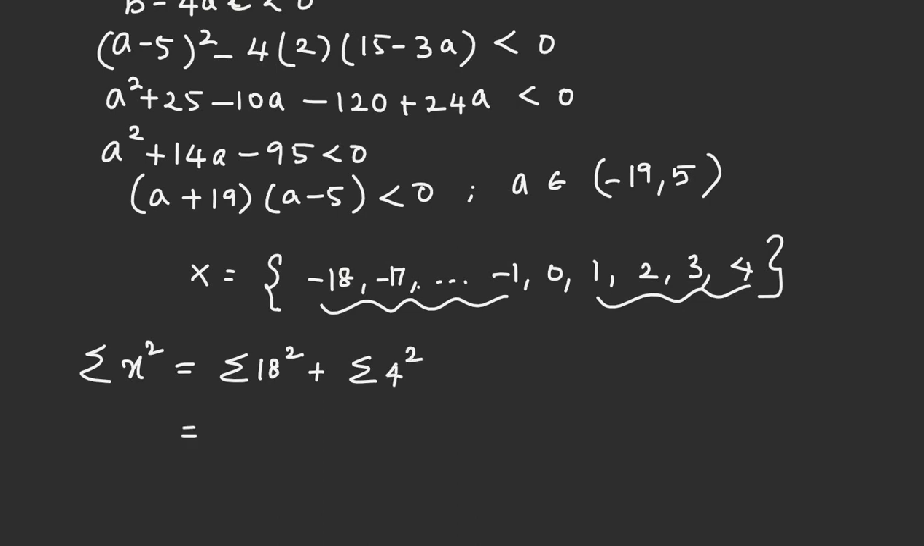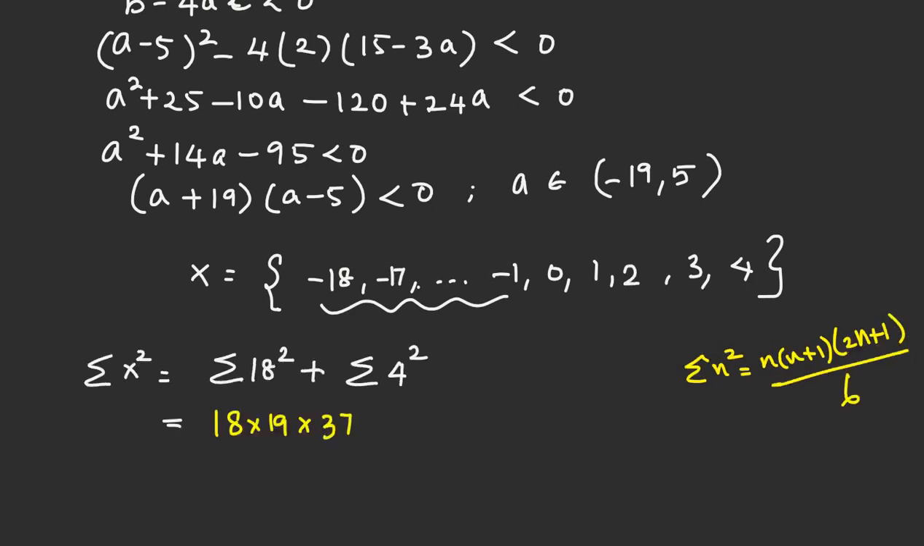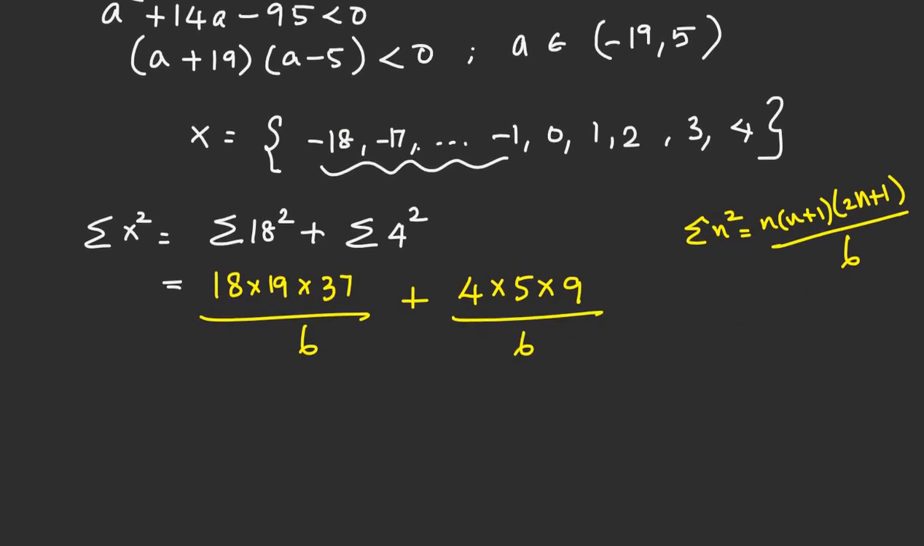Which is equal to, applying the formula, we know sigma n square is equal to n into n plus 1 into 2n plus 1 divided by 6. 18 into 19 into 37 divided by 6 plus 4 into 5 into 9 divided by 6. Now simplifying, this will be is equal to 2109 plus 30, which is equal to 2139. This will be equal to sigma x square.